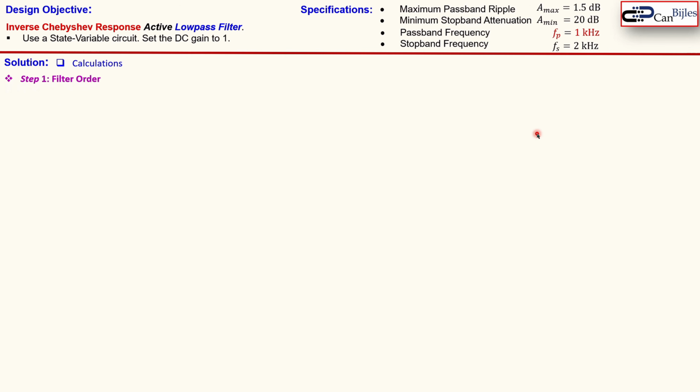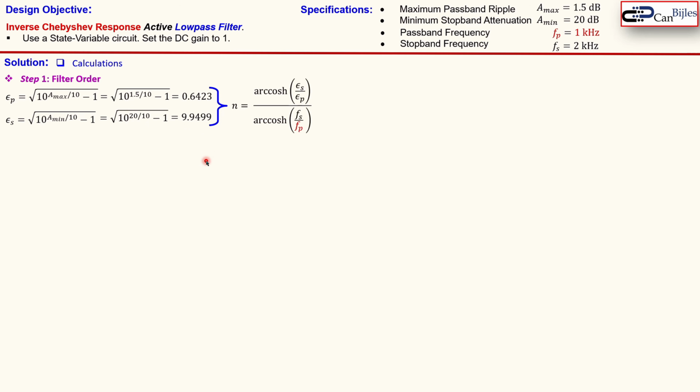First, calculations. In order to go on, we first start with the filter order, a very important step. For that we need to relate our A max and A minimum to the epsilon P and epsilon S. Again, the same formulas as we have done for the low-pass filter designs for the Butterworth and the Chebyshev response. We see here again the A max. We substitute the values and you get 0.6423. Epsilon S relates to A minimum. Again, you substitute 20 and you get 9.9499.